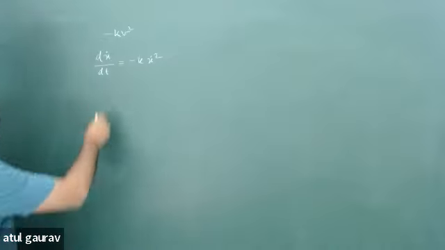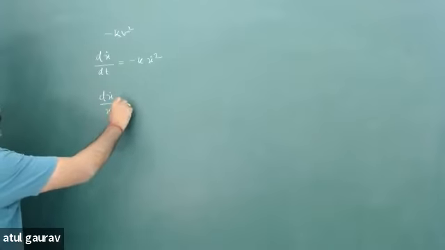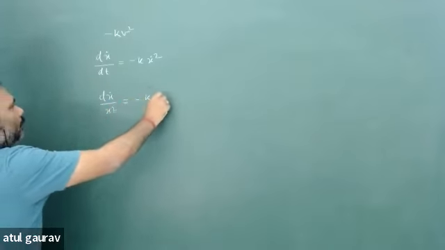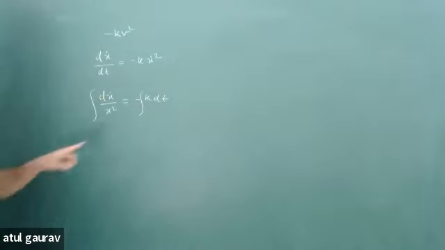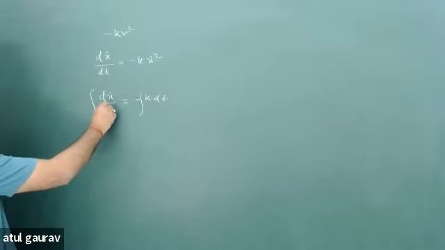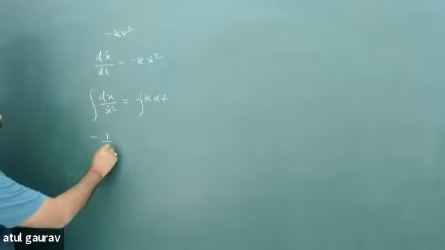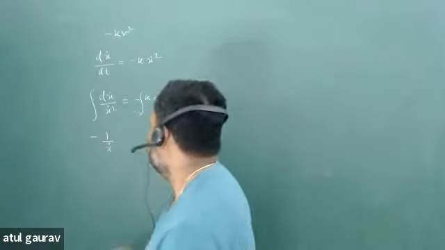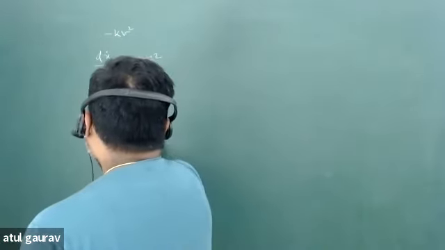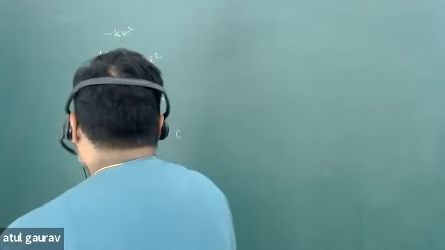So we have to just go for this, and this will be dx dot upon x dot square is equal to minus k dt. And when we will just go for integration, what will be this integration? इसका integration क्या होगा? X dot is there. Minus 1 upon x dot, isn't it? This is minus 1 upon x dot, and we have minus kt plus initial constant c.